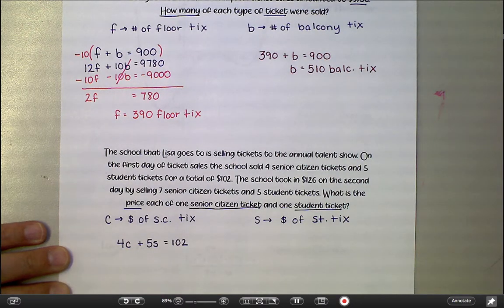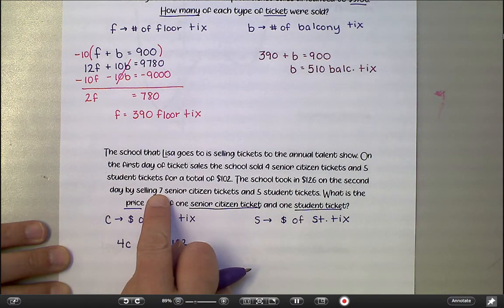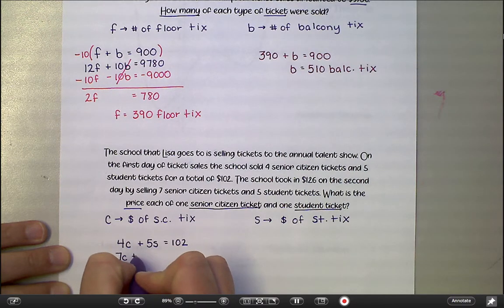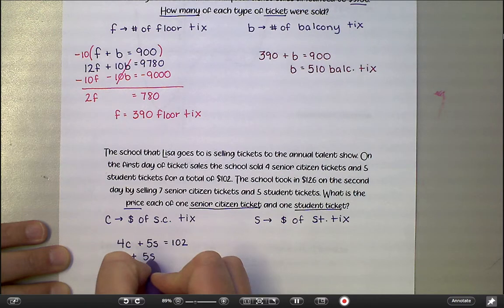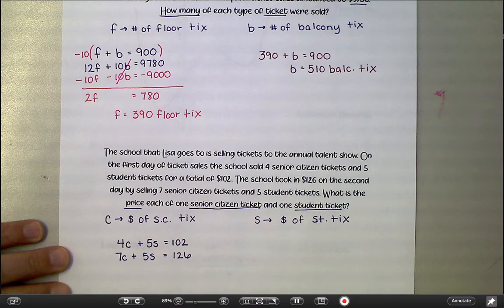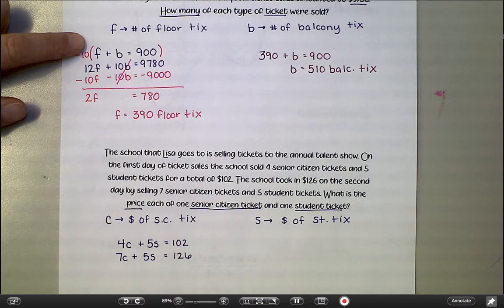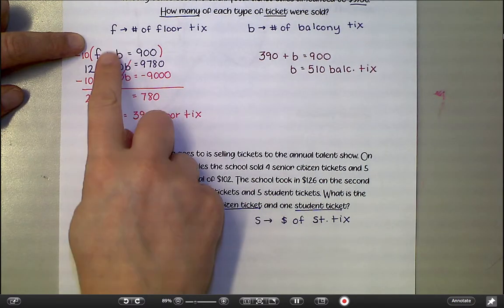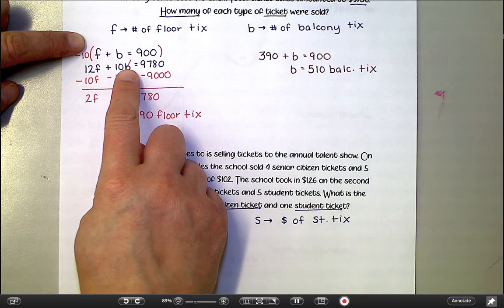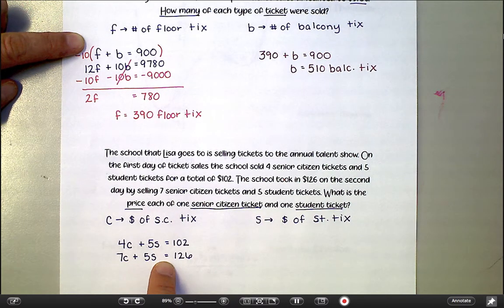And then we're going to go to the next day. So the next day we have $126 with 7 senior citizen tickets and 5 student tickets. Okay, and now I'm going to solve. So with this one, this is a little bit different than up here. Up here, each equation kind of did something different. Up here, one equation added up to the total number, and then the other equation added up to the total cost. Both of these are dealing with cost, but it's 2 different days.